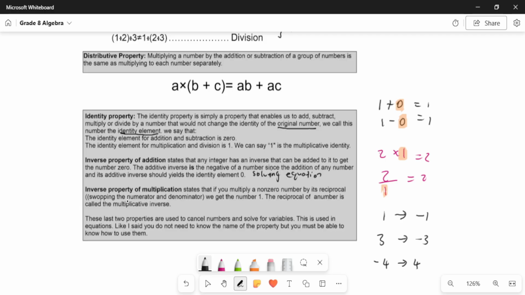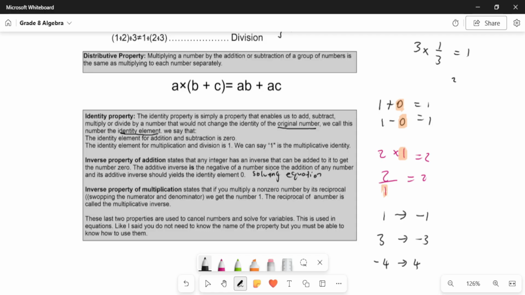Then we have something called the multiplicative inverse. The inverse property of multiplication states that if we multiply a non-zero number by its reciprocal, we get 1. So if I have 3, if I multiply it by the reciprocal, which is 1 over 3, what do we get? We get 1. And so you're probably wondering what a reciprocal is.